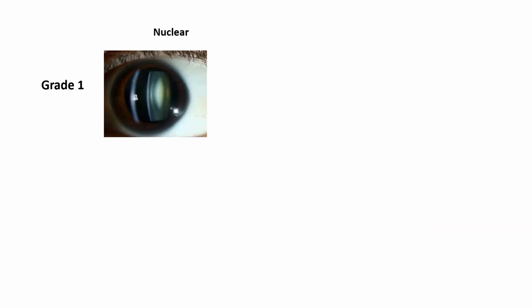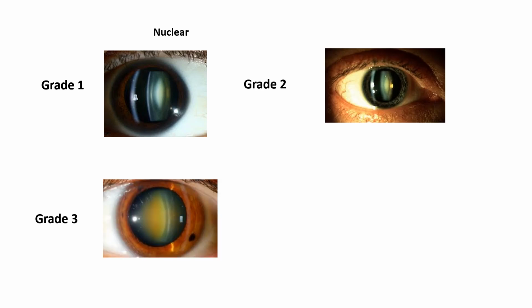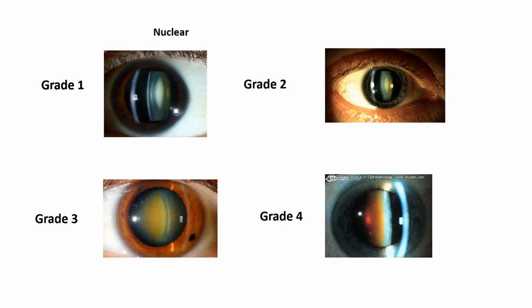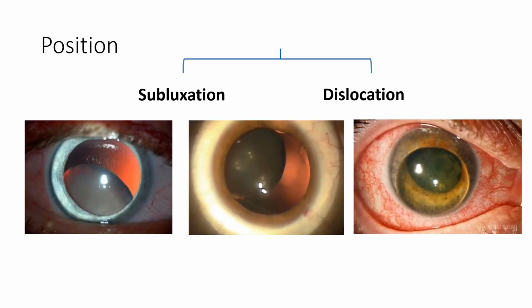Now, nuclear cataract: grade 1 is yellow, grade 2 is amber, grade 3 is brown, and grade 4 is nearly black or red. So, questions might be asked, what is cataracta brunescens? A brown cataract is a cataracta brunescens. Red cataract is called cataracta rubra, and black cataract is called cataracta nigra.